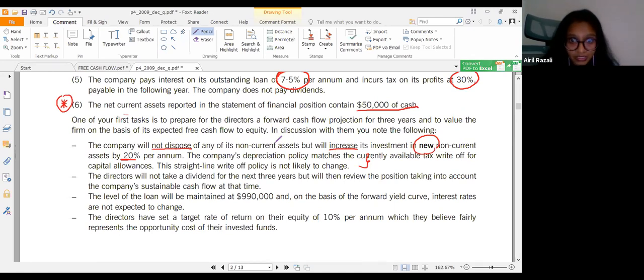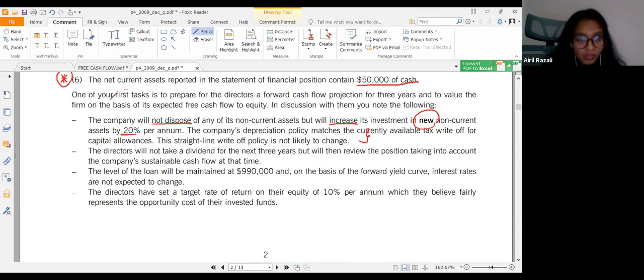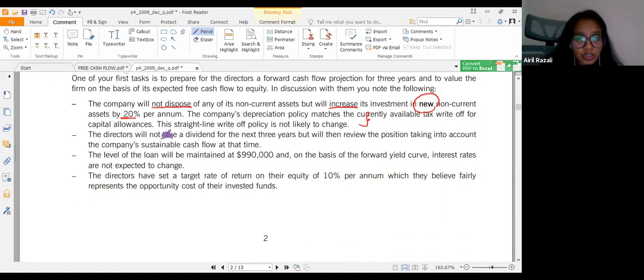So don't get confused. Now the directors will not take a dividend for the next 3 years, but then will review the position taking into account the company's sustainable cash flow at that time. So for the first 3 years, you are not going to take any dividend. You probably would take a dividend after that. So for your cash flow projection of 3 years, you need no adjustment for dividend.